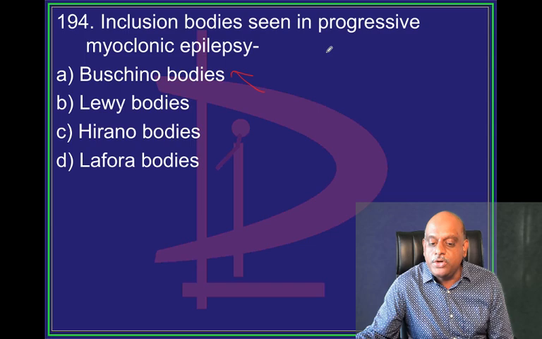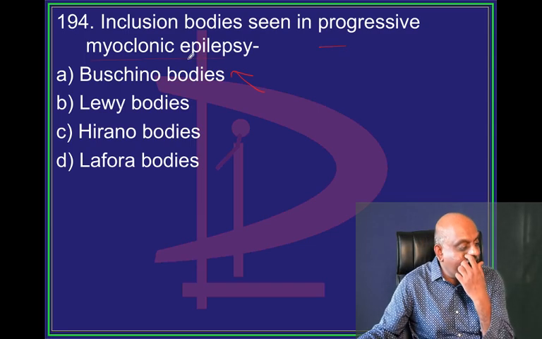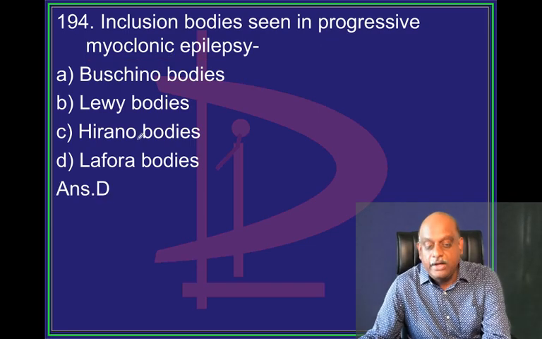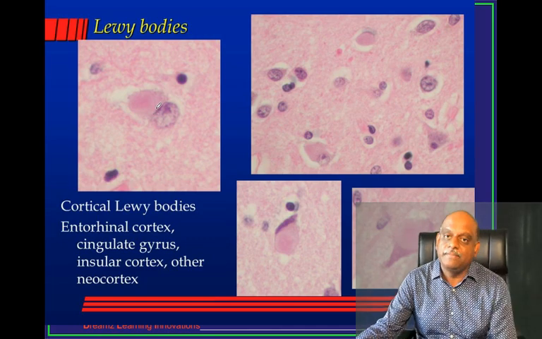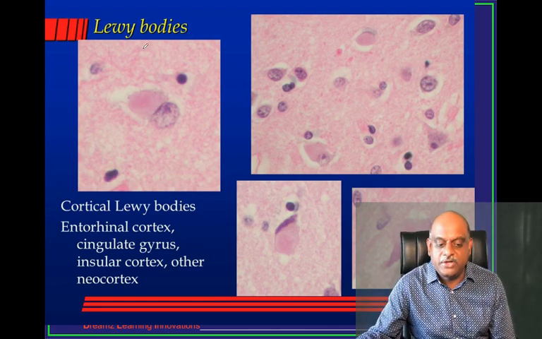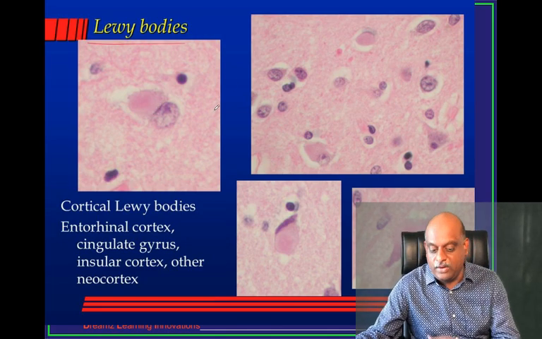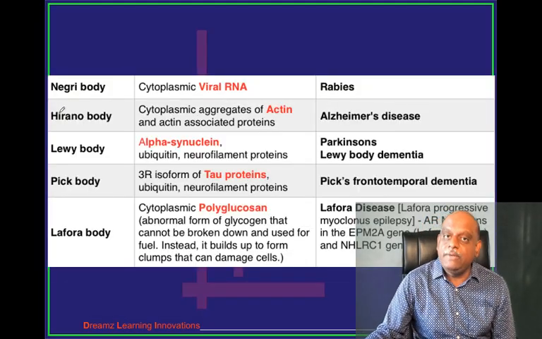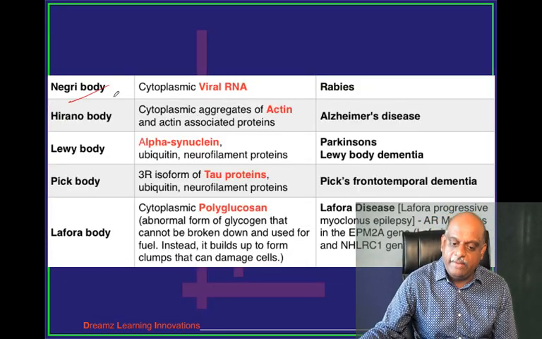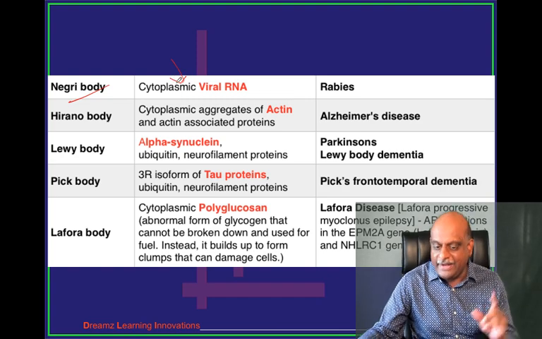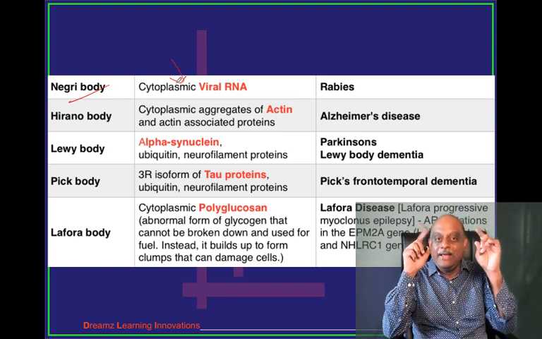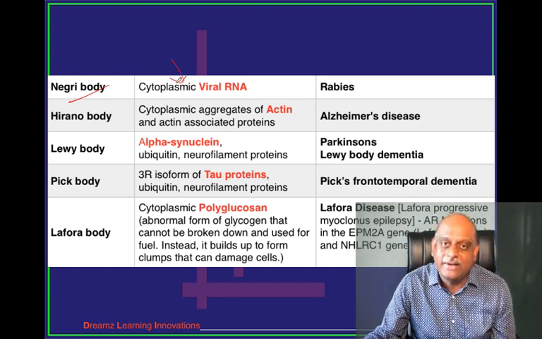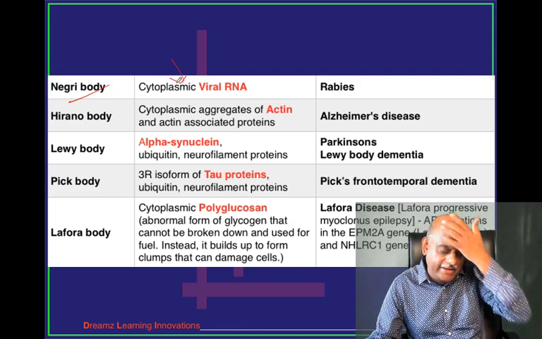Now, what are the inclusion bodies in progressive myoclonic epilepsy, doc? Typically, they are the Lafora bodies. All the bodies you should be sure about. Lewy bodies typically look like this. So tell me, doctor, what are all the bodies that you know? Negri body is a cytoplasmic viral RNA inclusion. Please take a screenshot and keep it in mind.